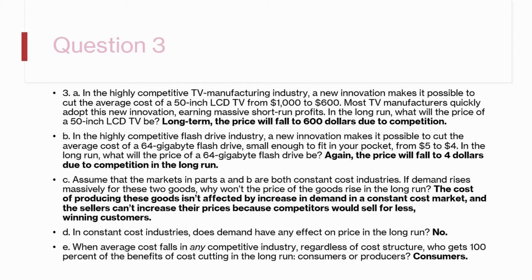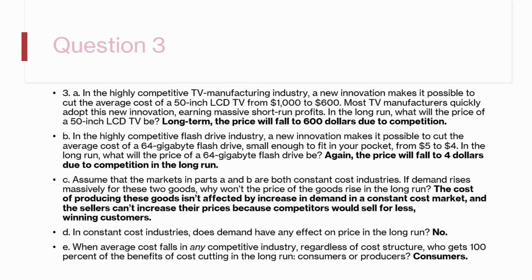Question 3, part A, it's asking us to think about what is going to happen when a new innovation arises that allows a previously $1,000 TV to be made for $600. In the long run, the price is going to fall to $600 because competitors are always going to push prices lower in order to attract customers. For part B, it's that same type of problem with just different specifics. In a competitive market, the price of a flash drive that can be made cheaper will go down, in this case to $4.